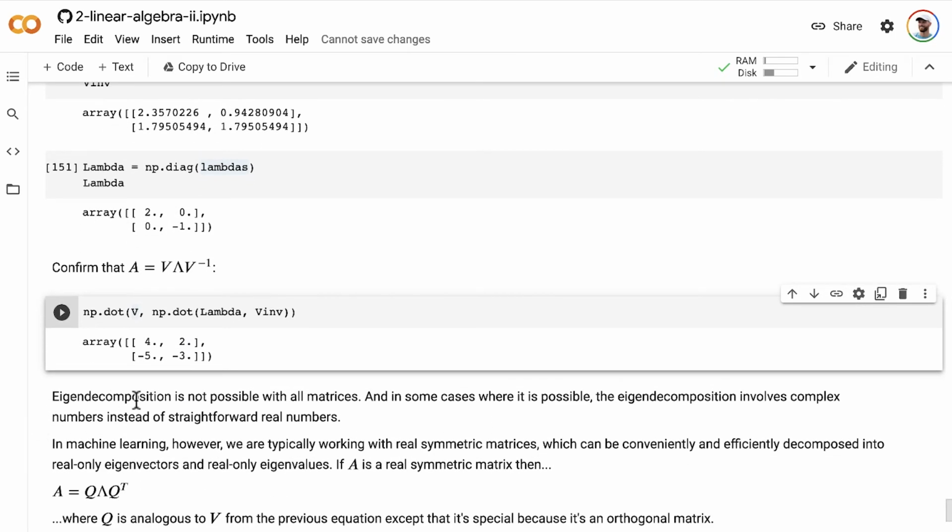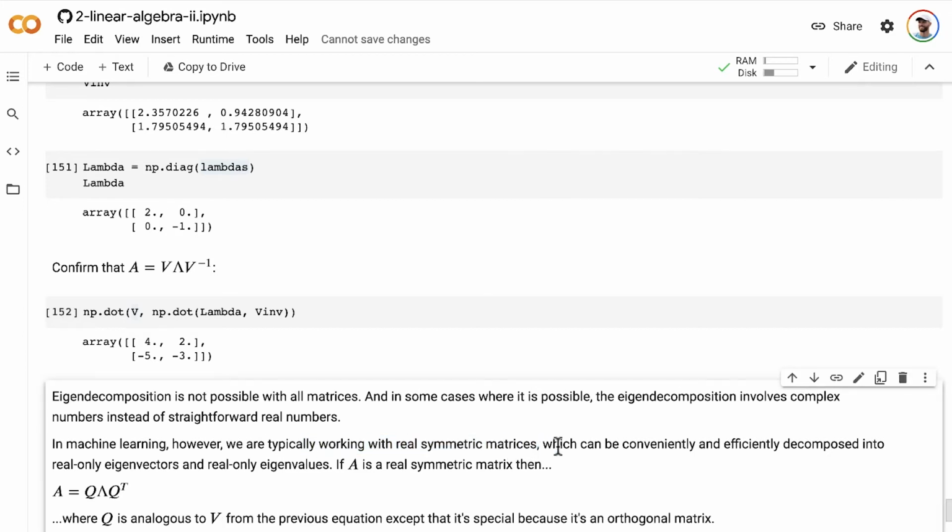So the eigendecomposition is not possible with all matrices. And in some cases where it is possible, the eigendecomposition involves complex numbers instead of straightforward real numbers. So complex numbers are ones with like a square root of a negative. But in machine learning, we are typically working with real symmetric matrices, which can be conveniently and efficiently decomposed into real number only eigenvectors and also real only eigenvalues.